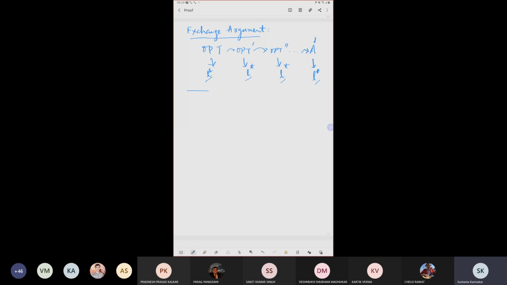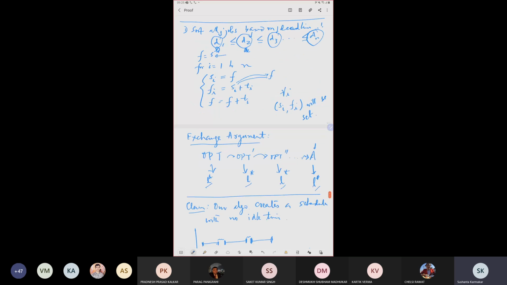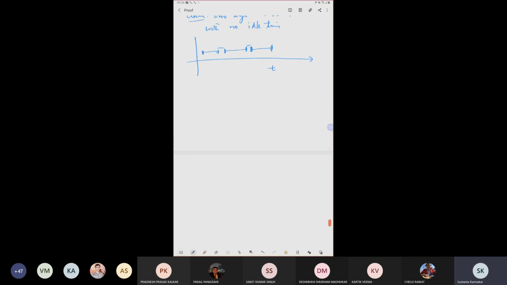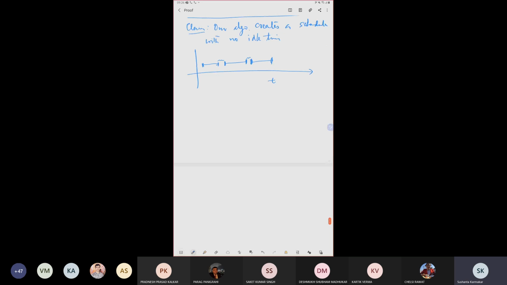So what is idle time? Idle time means, suppose a job is scheduled here, and then another job is scheduled here, and then another job is scheduled here. Then this part and this part are called the idle time. So we claim that our algorithm creates a schedule with no idle time. This is in some sense obvious, since we assign the next job as soon as the previous one finishes, right? That easily comes from the algorithm. So we claim that our algorithm creates a schedule with no idle time.